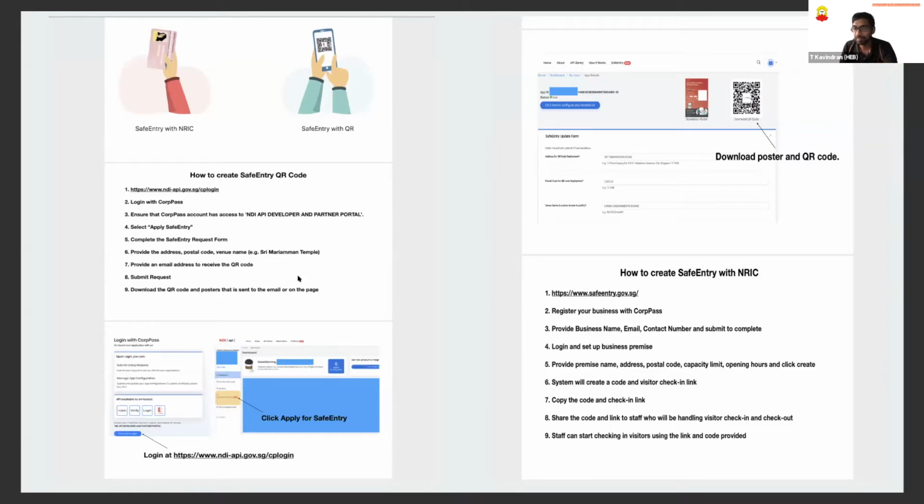It's just that sometimes when you go into the website itself, you see so many buttons there. So if any of you are in the process of getting your organization ready, just look out for the SafeEntry icon. When you click that, just follow the instructions and you're ready to go.